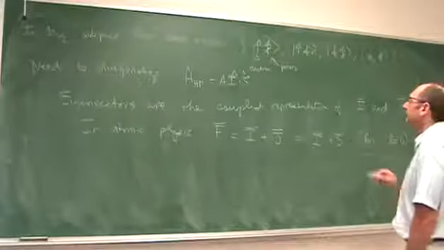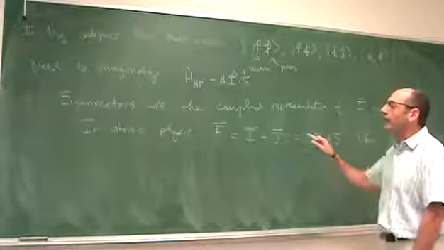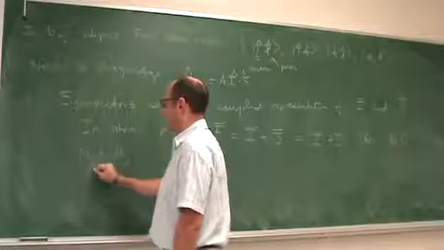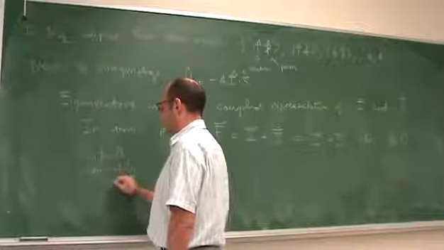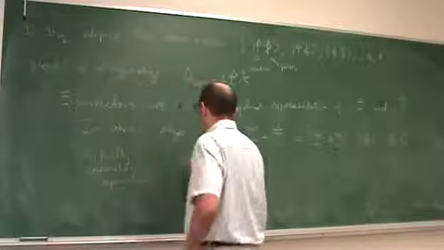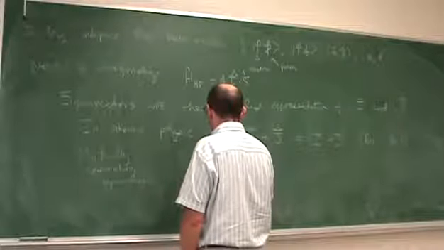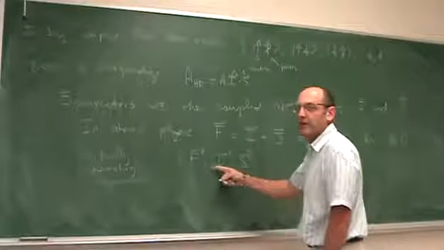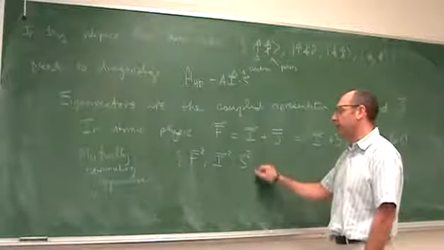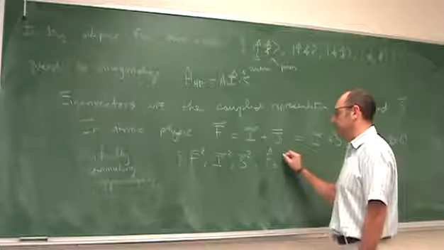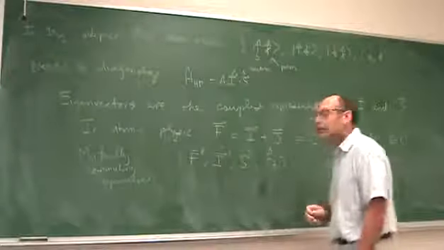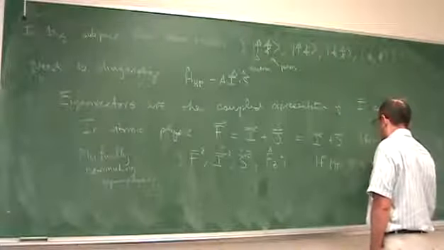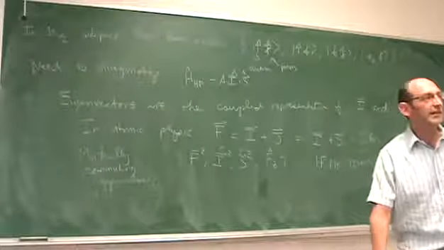So the coupled representation of I and S gives the eigenstates, the good quantum numbers, the mutually commuting operators: the magnitude F squared, the magnitude I squared, the magnitude S squared, and then F z. Of course, I and S each have quantum number a half, so both are fixed. So the good quantum numbers here are F, M sub F, I is a half, S is a half. We typically don't write those because we know that.